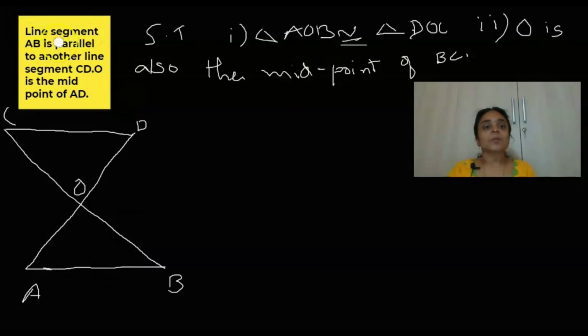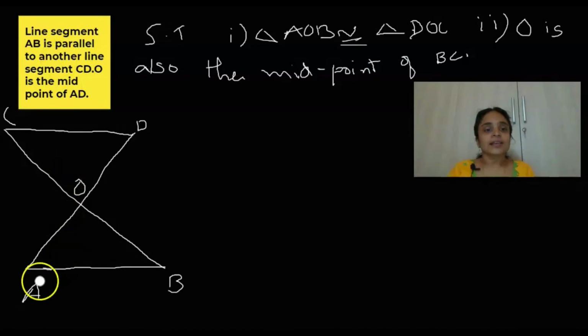Okay. Next is example 3 from the NCERT book. Line segment AB is parallel to another line segment CD. O is the midpoint of AD. Then we have to show that triangle AOB is congruent to triangle DOC, and O is the midpoint of BC also. Given that O is the midpoint of AD, we have to prove that O is the midpoint of BC also. Okay. First, we'll show that triangle AOB is congruent to triangle DOC.